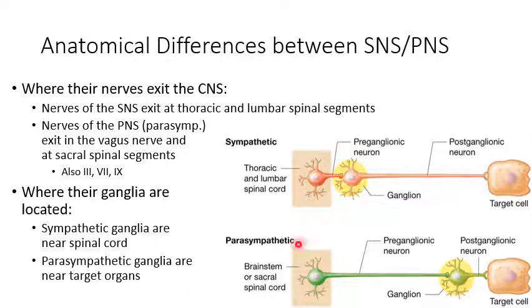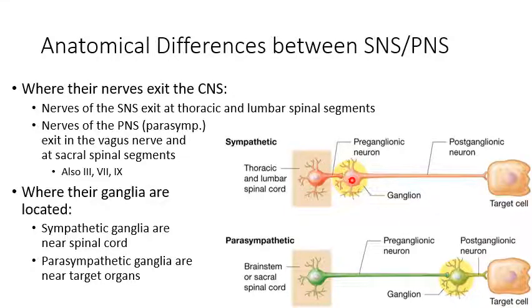So this diagram is kind of summarizing those differences. On the top, you have the sympathetic nervous system. On the bottom is the parasympathetic. So for the sympathetic nervous system, your preganglionic cell body is going to be found in the spinal cord in either a thoracic segment or a lumbar segment. So its axon is going to exit the spinal cord either on a thoracic nerve or a lumbar nerve.